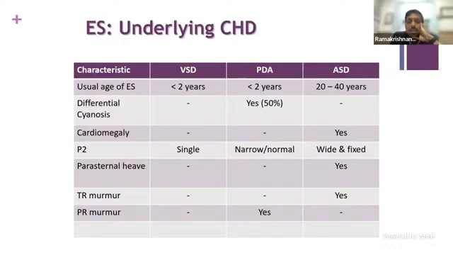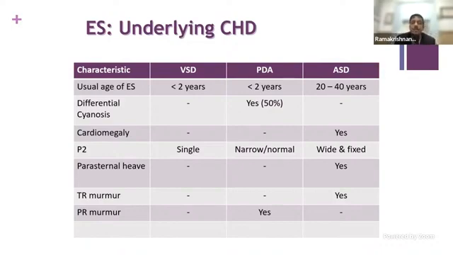Differential cyanosis is found in 50% of patients in PDA. Of the rest, around 25 to 30% have cyanosis everywhere, cyanosis in the upper limb also. What is the reason for that cyanosis? If anybody wants to answer, they can put it in the chat box. You understand the question? Differential cyanosis: why are some patients with PDA Eisenmenger syndrome having cyanosis in the upper limb also? What are the possibilities? You can put it in the chat box.